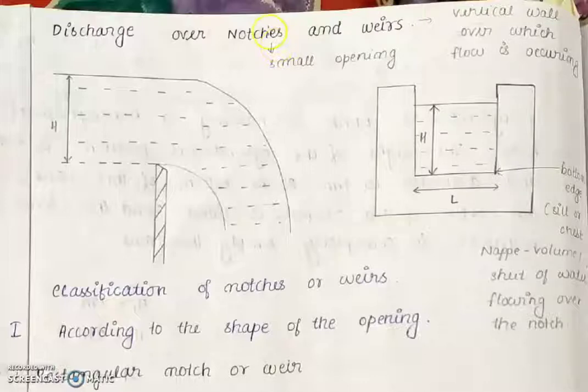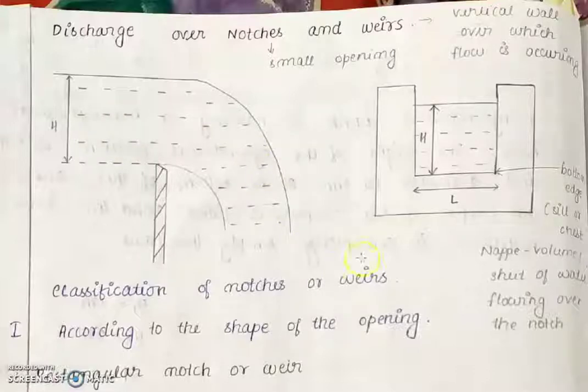And the next one is that a notch is a very small opening in a small channel or a tank, whereas a weir is a vertical wall over which the flow is happening. You can see this flow is happening over a vertical wall made with a concrete or a masonry structure with a sharp edge, running all the way across the open channel.